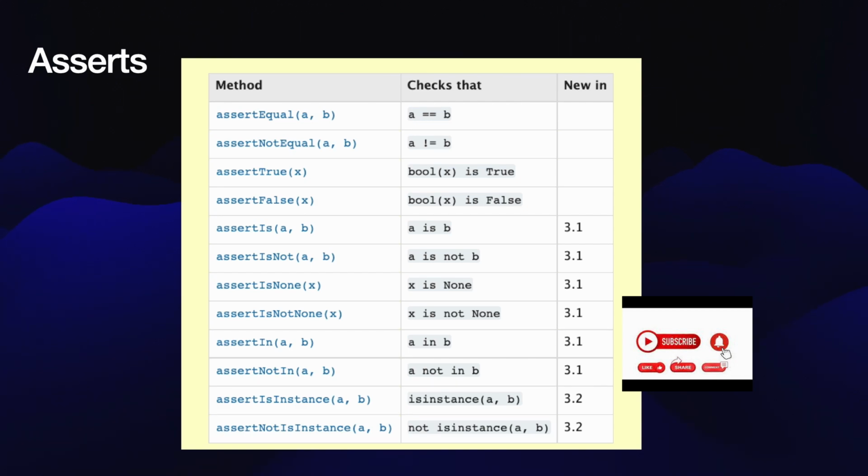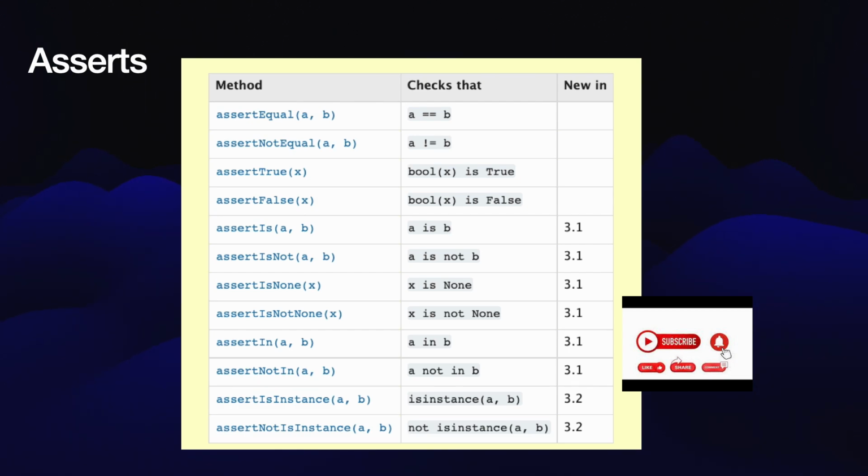Okay, you see assert is not none. For example, this one says x is not null. So these are the list of asserts. There are many more actually. All of them are available in the Python documentation. Please check out the documentation. Now let's move on to our code.